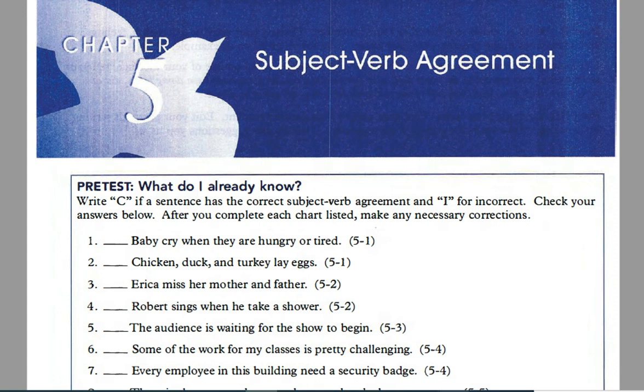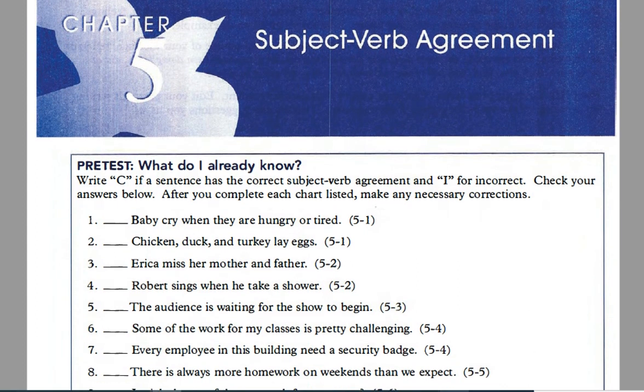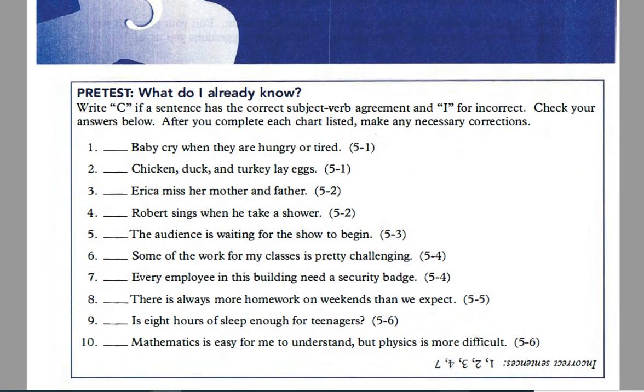As for the structure of the book, you can see the first page could be like this, showing you a pretest, and under the pretest you can find the upside down answers. It means giving you the answers. Here the question asks: write C, meaning correct, if a sentence has correct subject verb agreement, and I, meaning incorrect. Check your answers below.